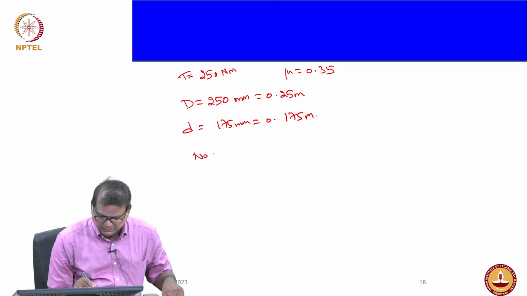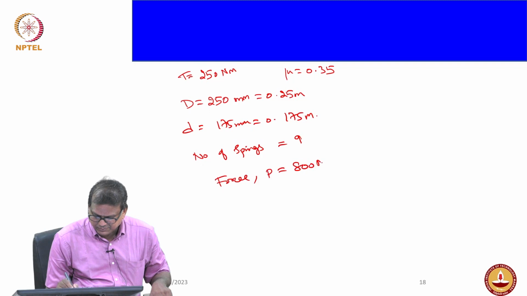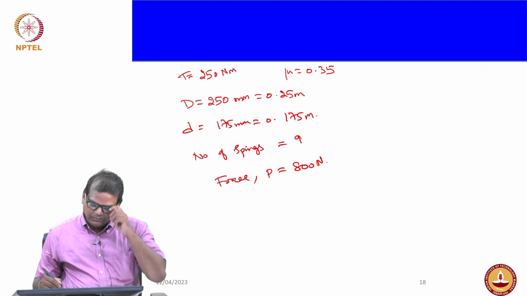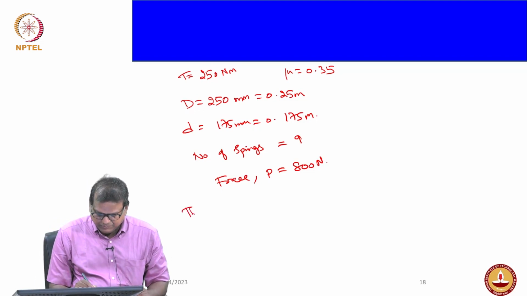The number of springs is 9, and the force is given: P equals 800 Newton. So, this is given. We have two pairs, so we want the torque capacity for a single pair.